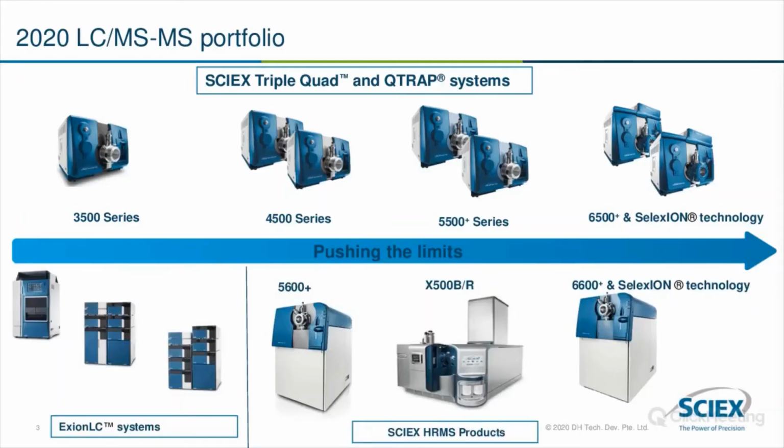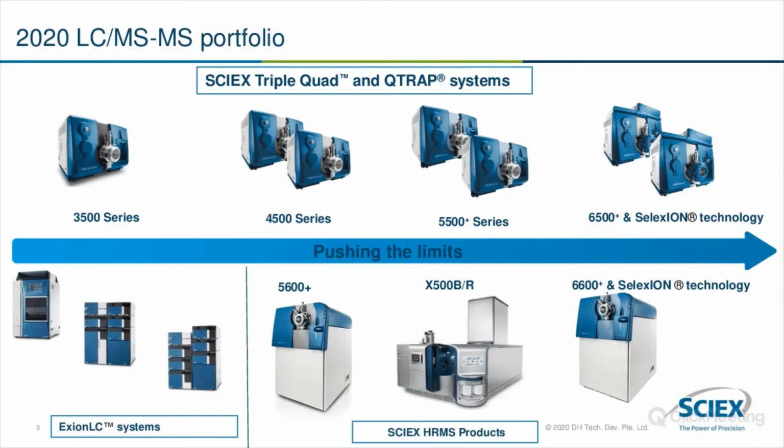Next slide, please. So if you see, this is the current 2020 LCMS MS portfolio of Sciex, what Sciex owns. Sciex is working in the nominal mass platform, where we have 2 variants, triple quadrupole variant, and a unique hybrid linear ion trap, Q-trap variant, starting from 3500 to 6500 plus instrumentation.